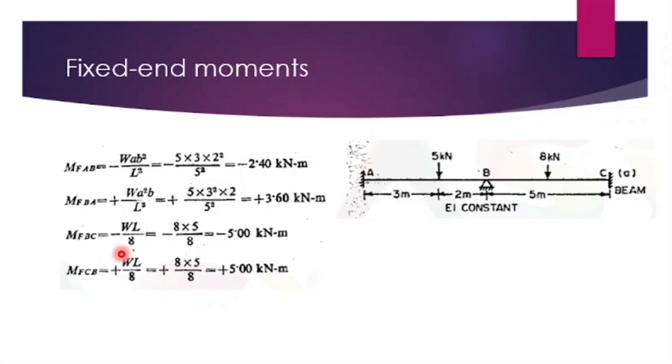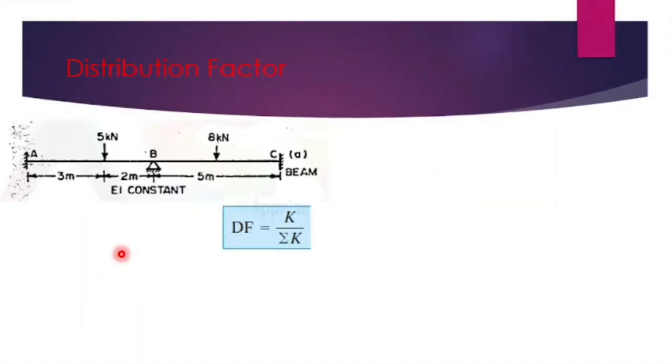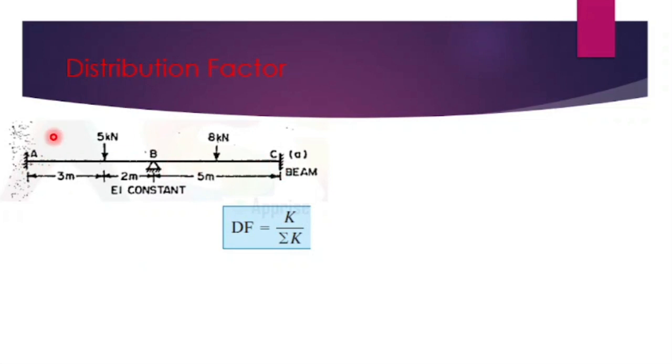First step is over, fixed end moment. Second step is distribution factor. How will you find distribution factor? The formula is DF equal to K by summation of K. So this is your formula. How to find K? You have two members, that is AB and BC. So for the member AB, you have to find a distribution factor, and for the member BC, you will be having another distribution factor. Okay.